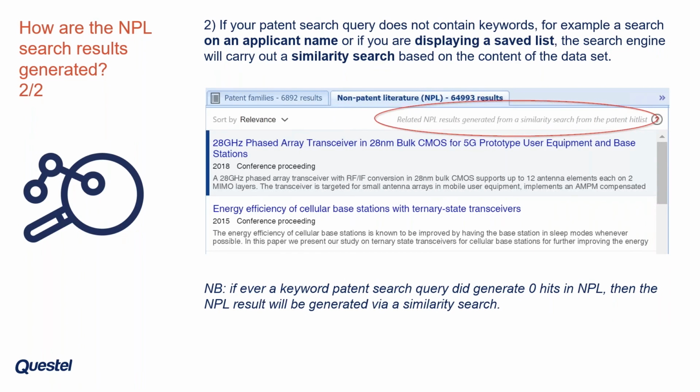Now the second scenario: if your patent search query does not contain keywords, for example, a search on an applicant name, or if you are displaying a saved list, the search engine will carry out a similarity search based on the content of the dataset. It's to be noted that if a keyword patent search query generates 0 hits in NPL, then NPL results will be generated via a similarity search.